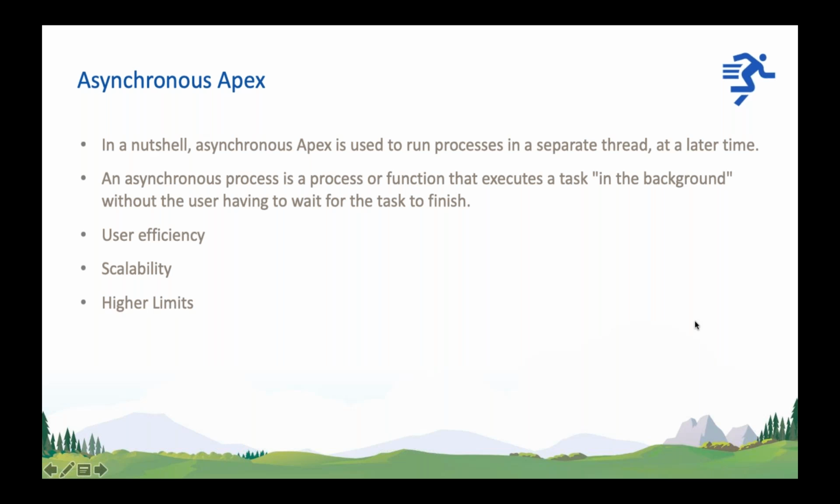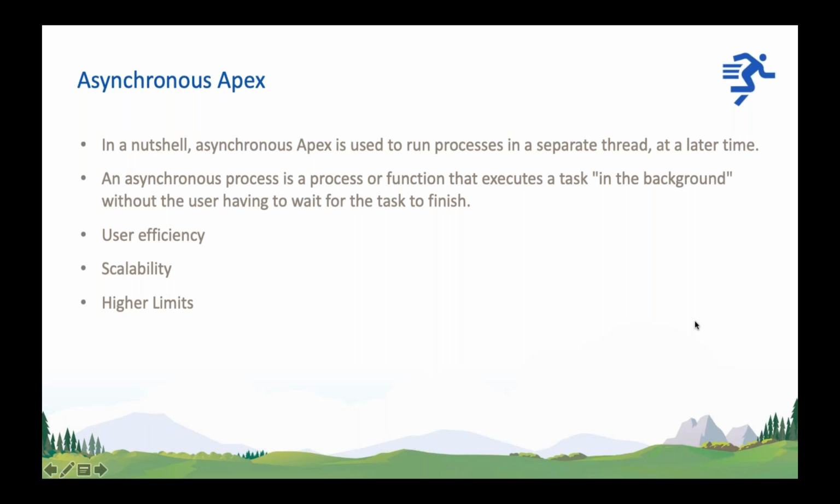The solution is making the process asynchronous. Asynchronous Apex is used to run a process in a separate thread. That means we will take the process outside the transaction and execute it separately. So whatever the user is doing, they will not get stopped or disturbed. That will execute separately, and the user will save the record or do whatever they are doing. We will see an example.